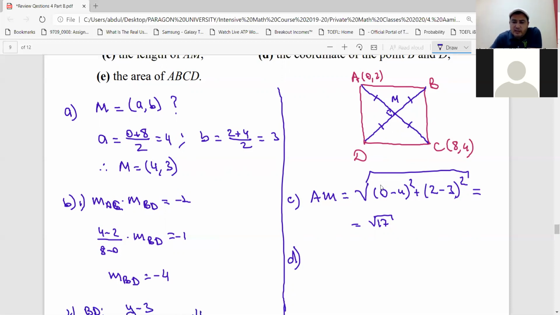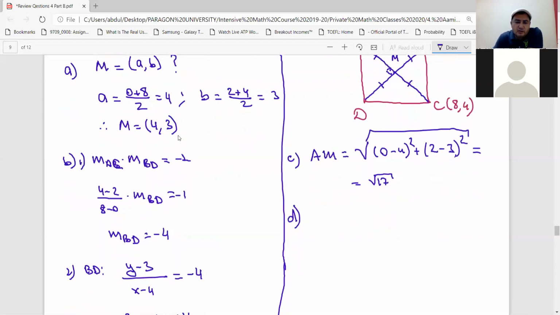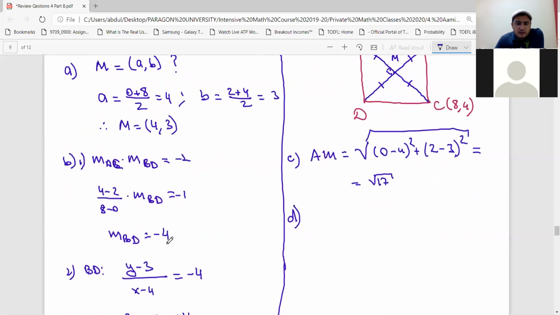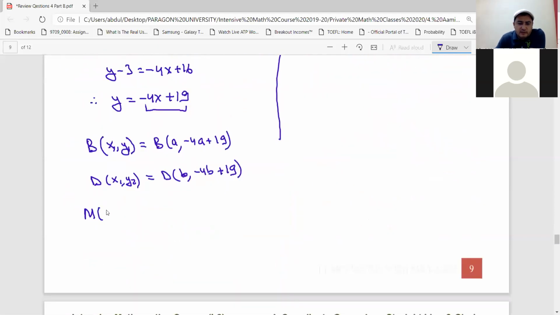How about using this M? M is the midpoint of BD, right? So that means that the coordinates of M is this. So from here, I can just write here, what is the coordinates of M? That is, what is it? 4, 3. That is 4, 3. This M is the midpoint of AC. At the same time, it's the midpoint of BD.